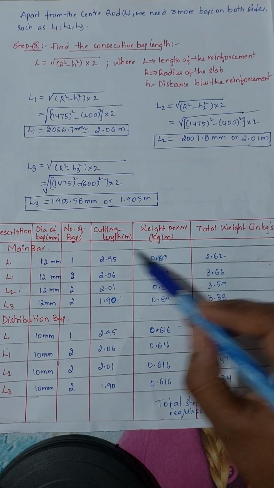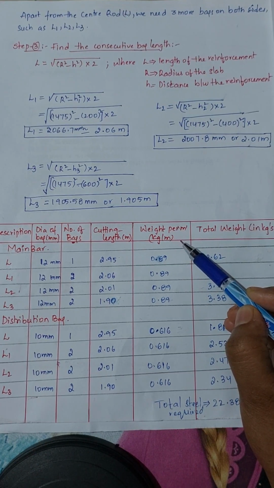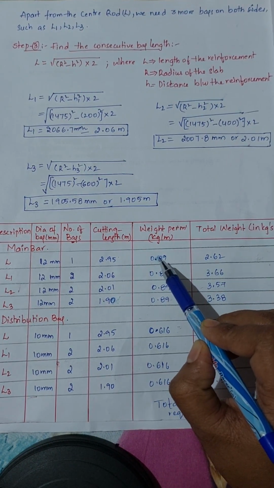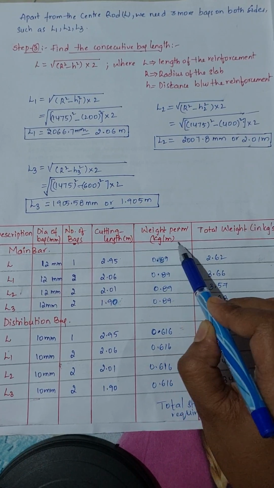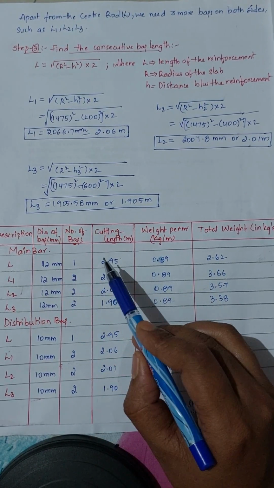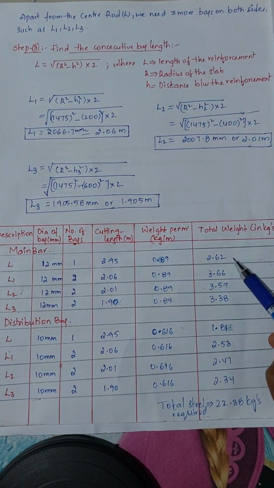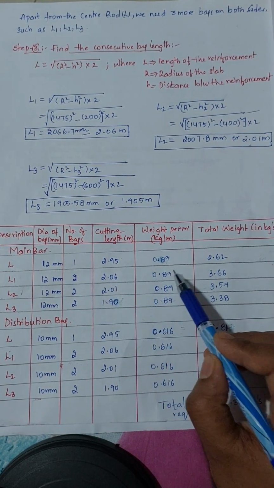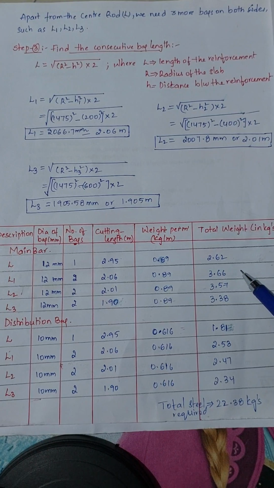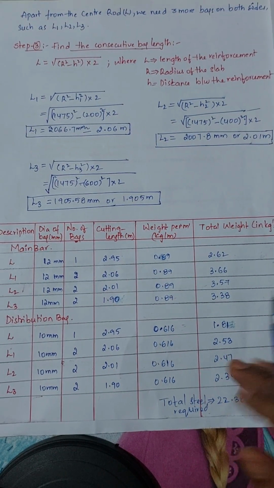So we are considering 12 mm, so by using the formula d square by 162.2, substituting 12 mm as d, we will get 0.89 kg per meter. So now we have to do 2.95 into 0.89. If you do that, 2.62 kgs is required, we will get after calculating. In the same way we have to calculate 2.06 into 2 into 0.89, we will get 3.66. In the same way we have to calculate for these values also, so that we will get here.